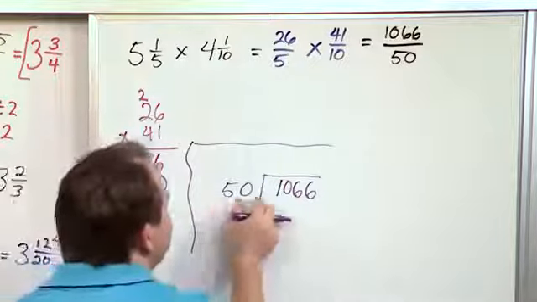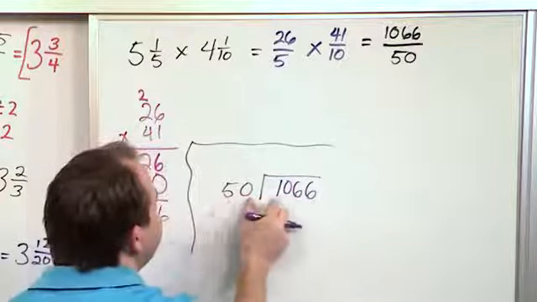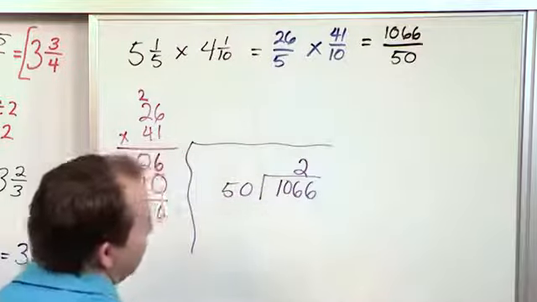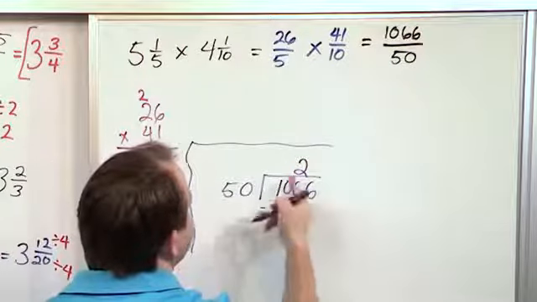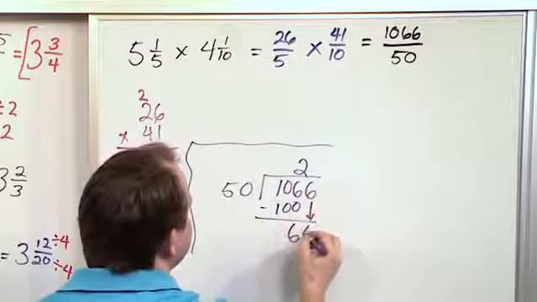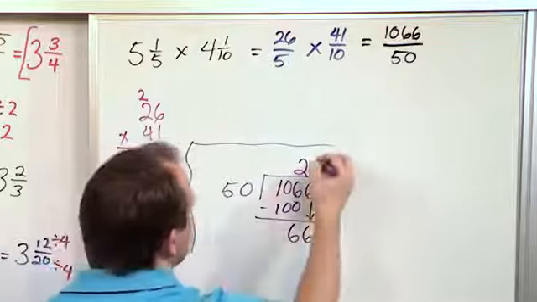So you try to see if 50 will go into 10, and it won't. So then you look at the third digit and say, will 50 go into 106? And it will. It will go 2 times, because 2 times 50 is 100. So 2 times 50 is 100, and we subtract these. 106 minus 100 gives us 6. Then we take this 6 and drop them down here, and we say, how many times will 50 go into 66? It will only go 1 time.